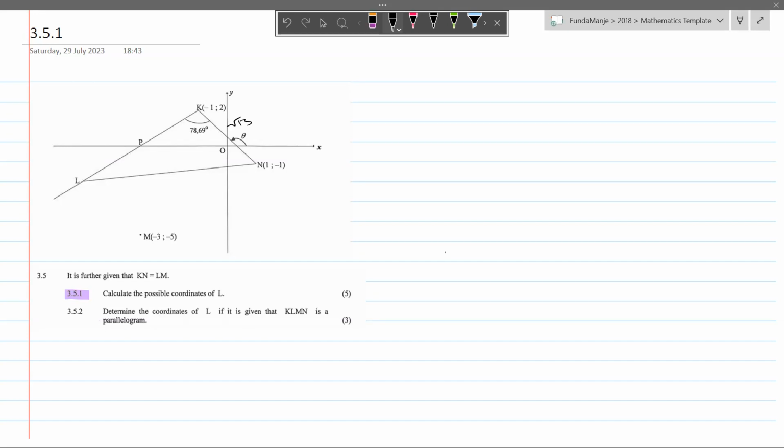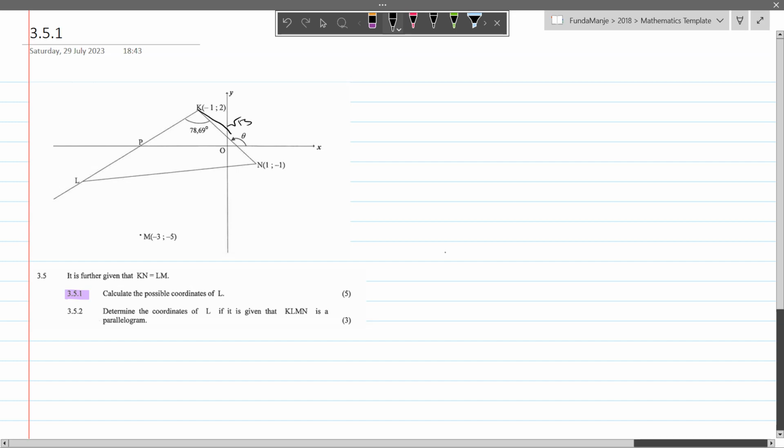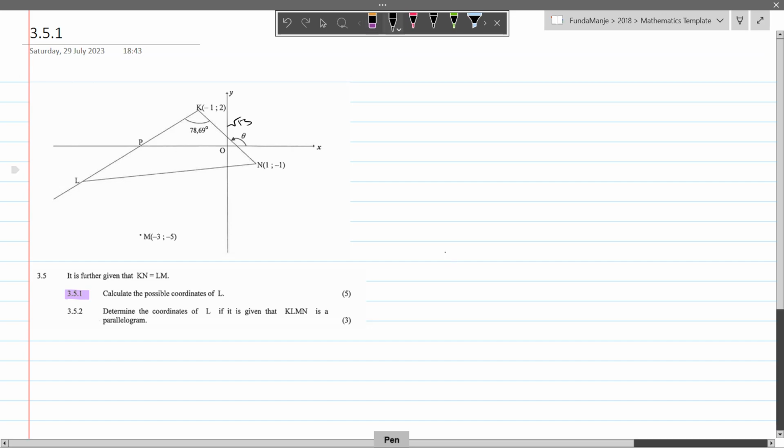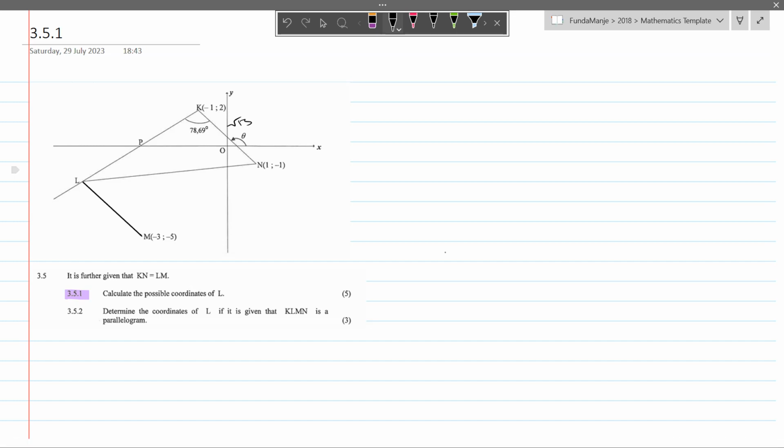So we have 3.5.1, which says it is further given that KN is equal to LM. So KN is this line that we just found the length for, and LM is our line going from L to M like that. So we're told that this is the same length, so this is also root 13.